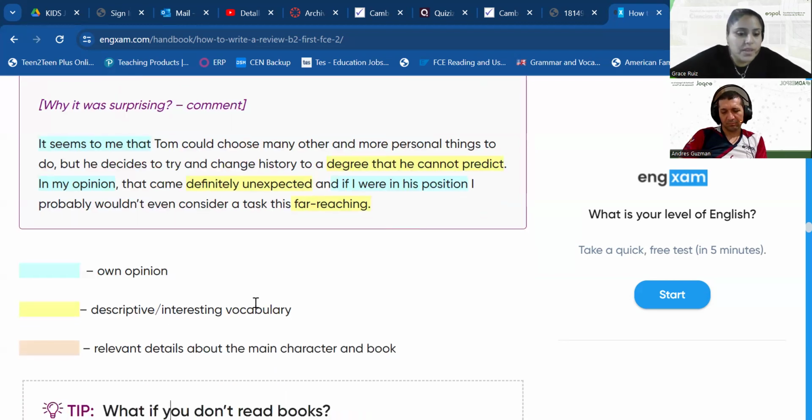Entonces, eso. A ver. Entonces dice relevant details about the main character in the book. Entonces, aquí, you need to make sure that you are including not only your own opinion, but you're describing, also using interesting vocabulary. Mira que lo he puesto como interesting vocabulary, ¿sí ves? Y aparte, they're using relevant details about the main character in the book.